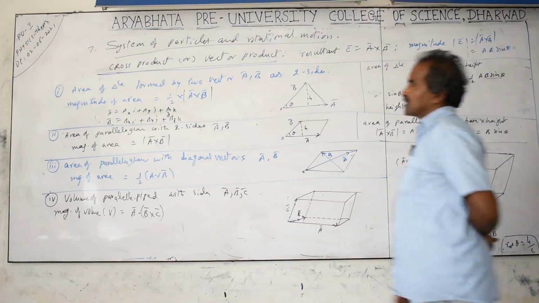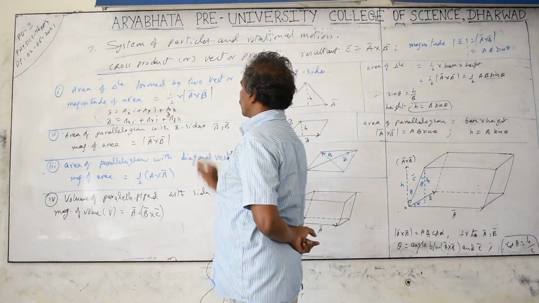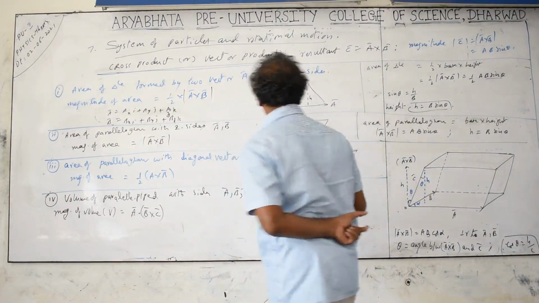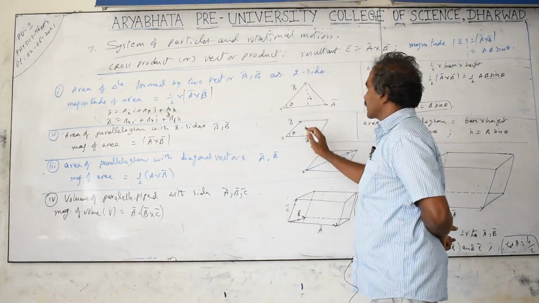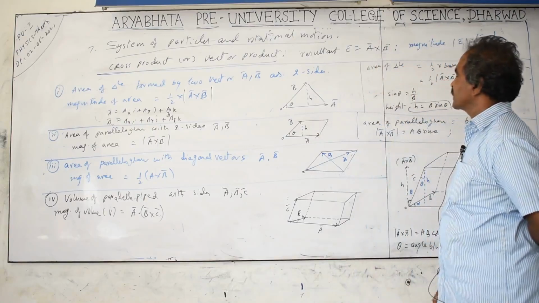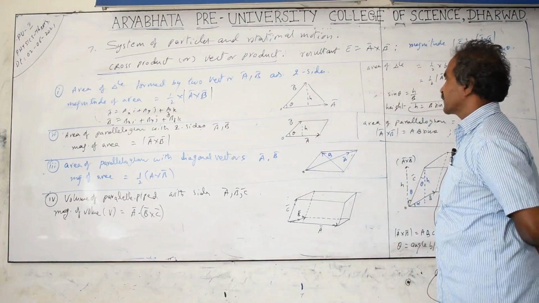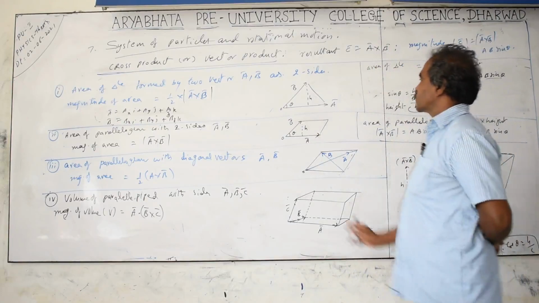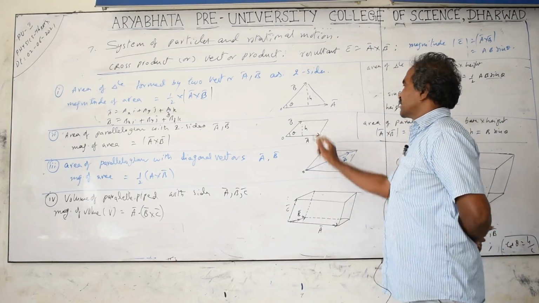Similarly, the next formula is the area of a parallelogram with two sides A bar, B bar. If you take the parallelogram, it has four sides. Opposite sides are of equal length, meaning equal magnitude, and parallel, so it is called a parallelogram. The angle between the two vectors is theta, and the vertical height is h.